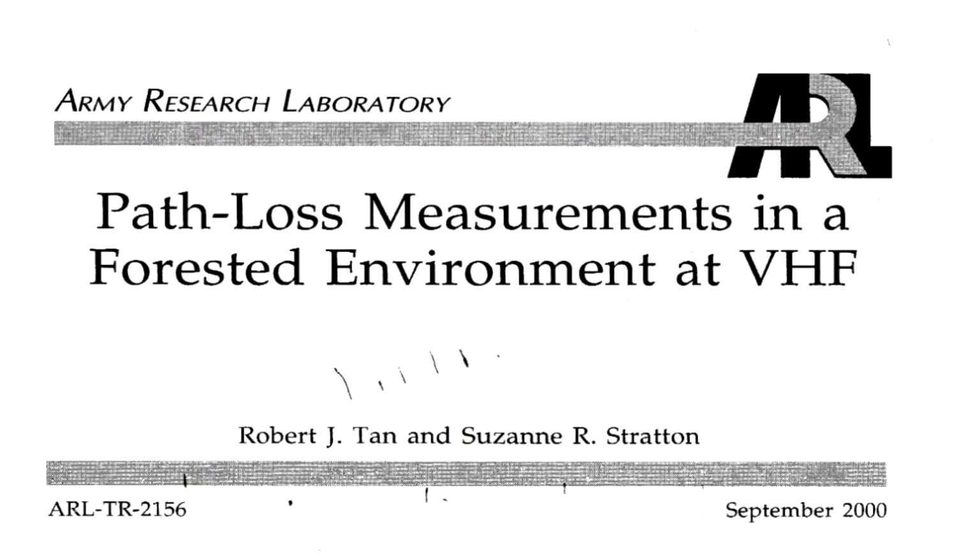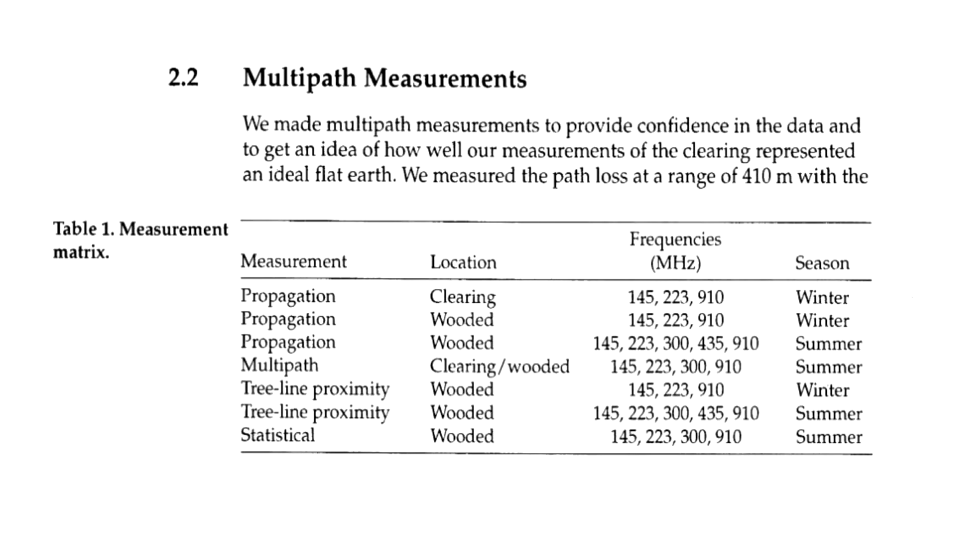22. A U.S. Army Research Laboratory study from 2000 called Path Loss Measurements in a Forested Environment at VHF looked at designing radar systems capable of detecting objects concealed by forest foliage with antennas of manageable size while keeping foliage signal attenuation minimal. On page 2 of the study, they admit, "We made multi-path measurements to provide confidence in the data and to get an idea of how well our measurements of the clearing represented an ideal flat Earth."